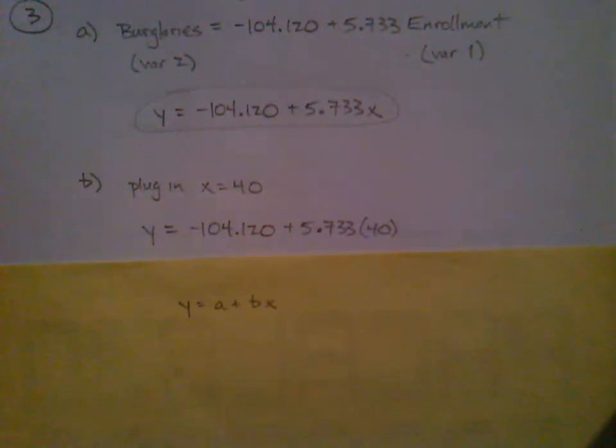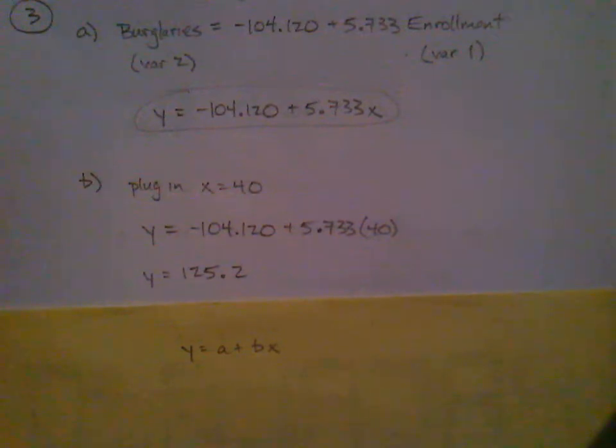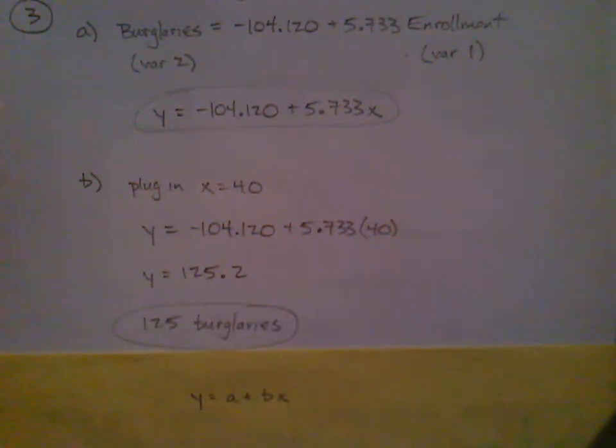We'll say, okay, if that college behaves the same way as these other 10 colleges, or about the same way, then we can make a pretty decent prediction. Well, if I plug 40 in, I'm going to get Y equals 125.2. So we are predicting that they would have, we can just say 125 burglaries in the next year.